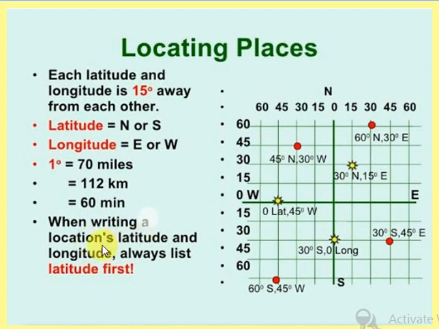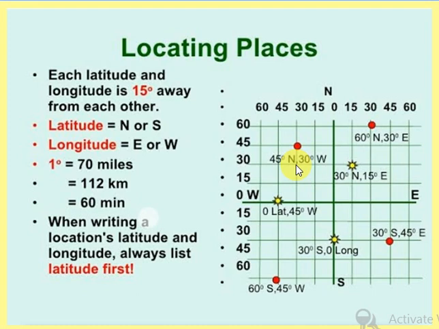Right. So when writing a location's latitude and longitude, always list latitude first. These are the latitudes. So 15 degree, then you can say like here 45 degree. This is the line of 45 degree latitude. So first 45 is mentioned, then 30 degree is mentioned, which is your longitude. So 45 degree is your latitude and 30 is your longitude. So 45 degree north, 30 degree west. So always latitudes are mentioned first.